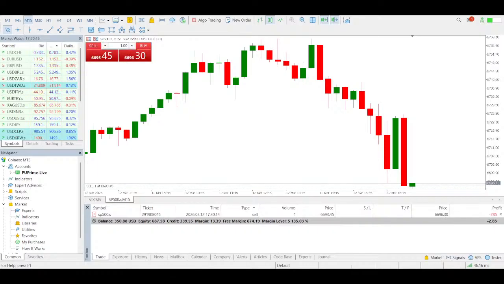Honestly, I don't like this trade. It's almost garbage. So I'm not going to be going two contracts. Normally I would be going two or three contracts, but this is pure garbage.